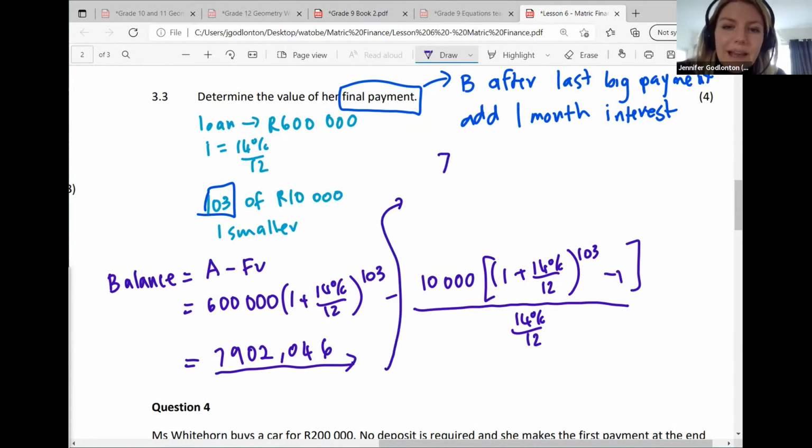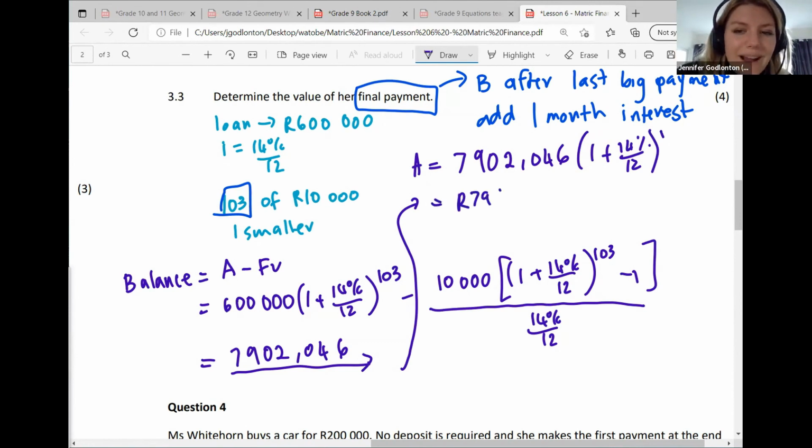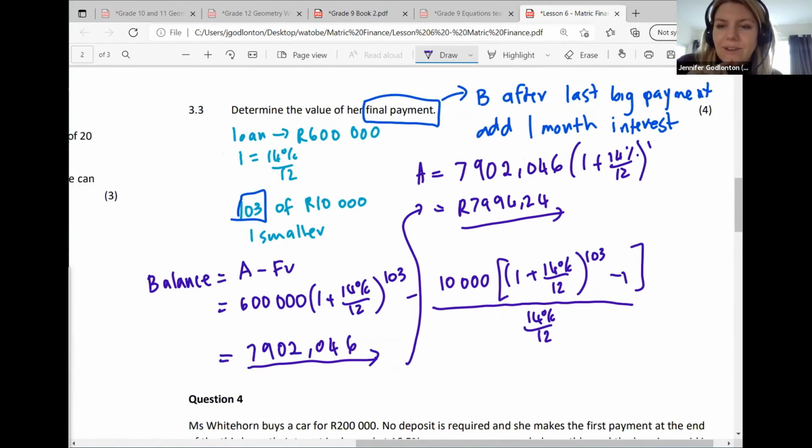Okay, so we're going to take that 7,902,046. We're going to keep all our decimals because we haven't got our final answer. One plus our interest rate, which was 14% compounded monthly, to the power of one because it's just sitting there for one month. And we get a total of 7,994,24. And I hope you feel like a real badass if you got that right, because that is really a hard sum. Nice job. Just going to leave this here for anyone who still needs it. I'm sorry it goes all over the place. I definitely did not leave enough space for myself.